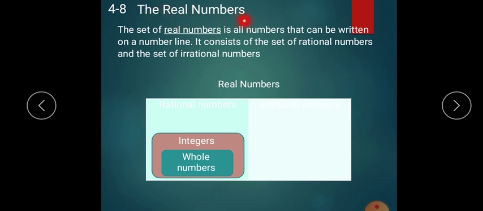So what is real numbers? The set of real numbers is all numbers that can be written on a number line. So each and every set of numbers which we can draw on a number line, such numbers are together called as real numbers. It consists of rational numbers and irrational numbers also. As I told you earlier, rational as well as irrational numbers together comprise the term real numbers.